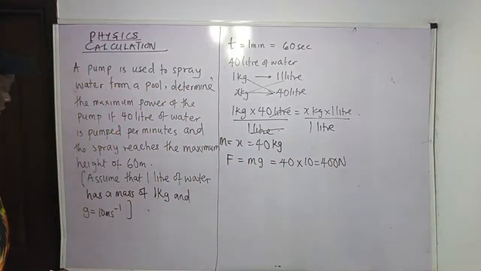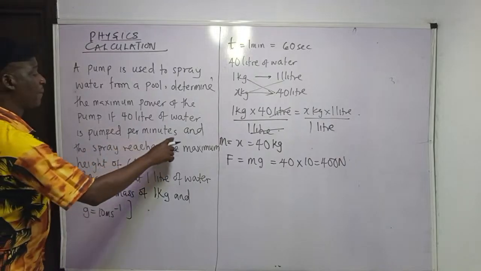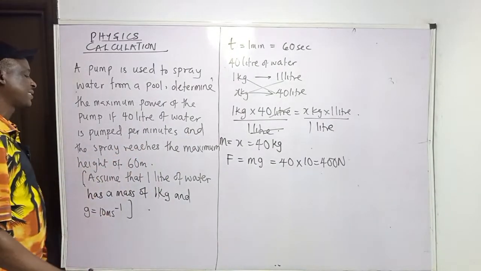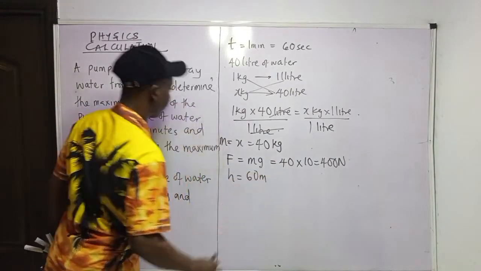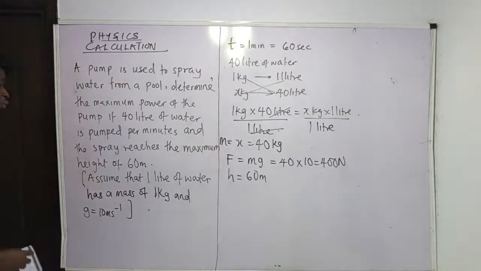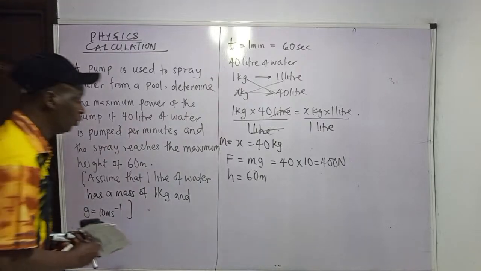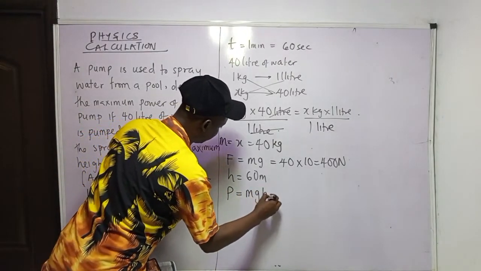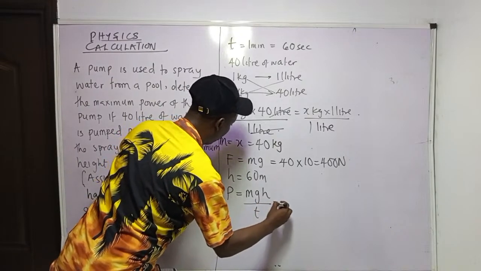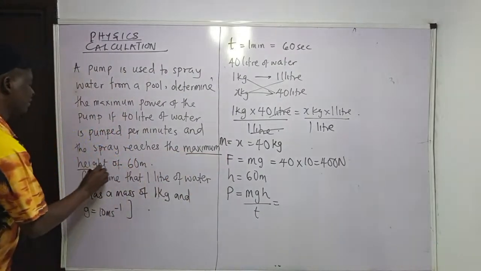That one is settled. Now, again, they gave us height in the question. They said we pump per minute and the spray reaches a maximum height of 60 meter. What are we looking for? The power of the pump, not just the power of the pump, but the maximum power of the pump. So power is equal to mgh over time.